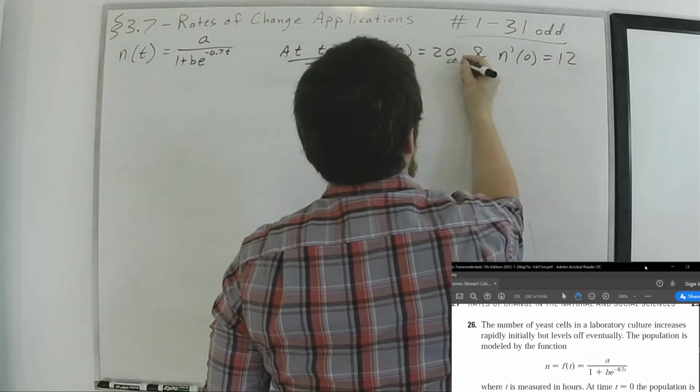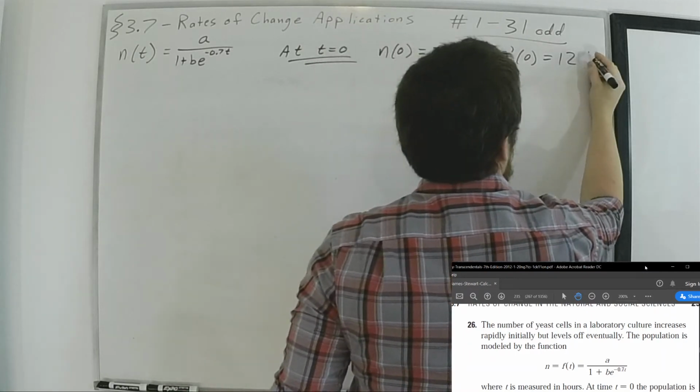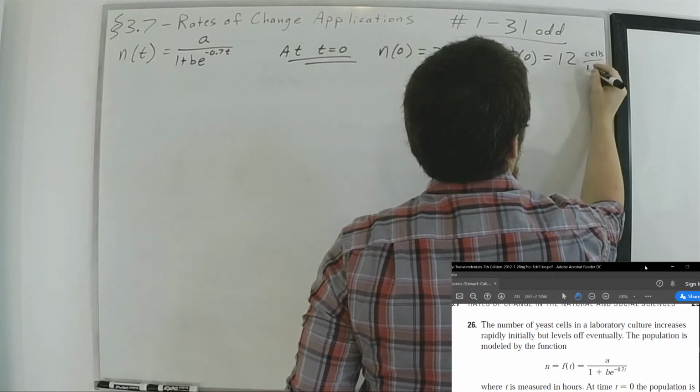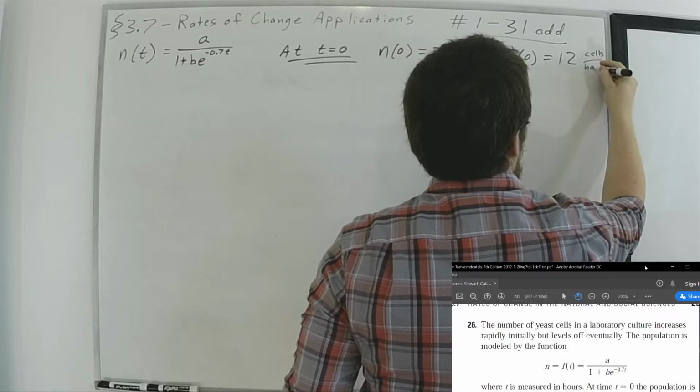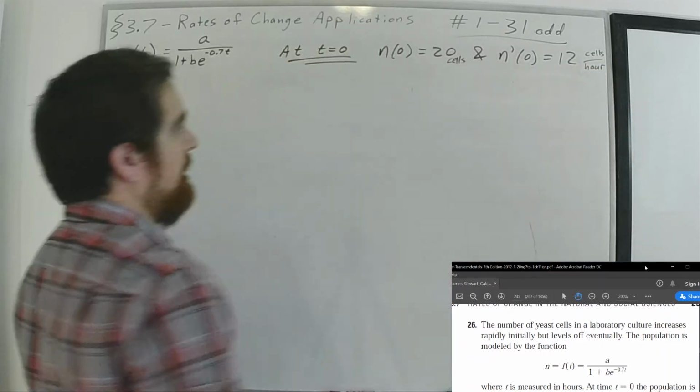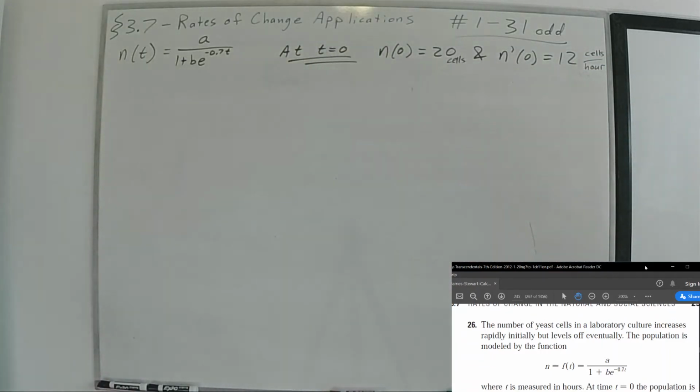So these are cells. These are cells per hour. I don't need to underline that. We'll just leave it there as what it is. So this is the information given to us, and our job is to find those numbers A and B.